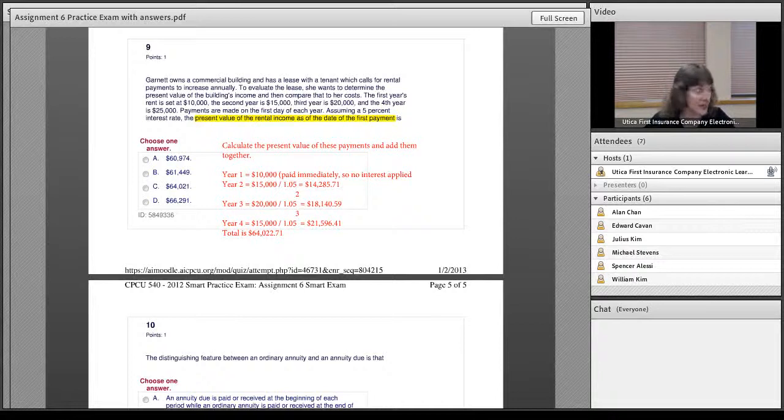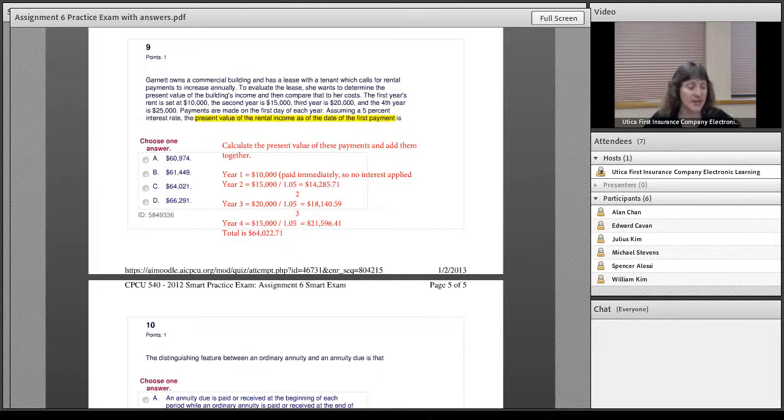It's just 10,000 plus. So I take 10,000 plus, then I take the 15,000 divided by 1.05 to give me 14,285. My third year, 20,000 divided by 1.05 to the second power, give me 18. My fourth year, take 15,000, I'm sorry, that's 25,000 divided by 1.05, gives you that number. Add them all together, it's 64,022.71. So the answer is C, and you see again how I'm off due to rounding.